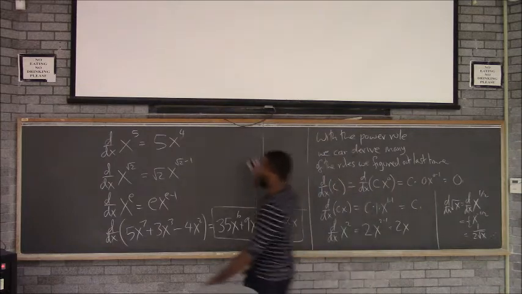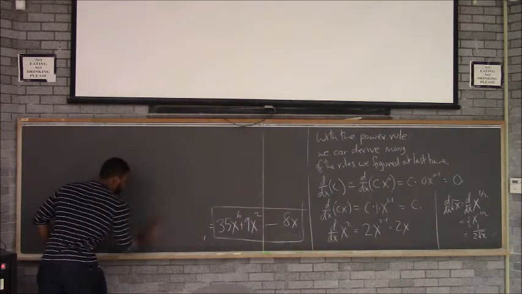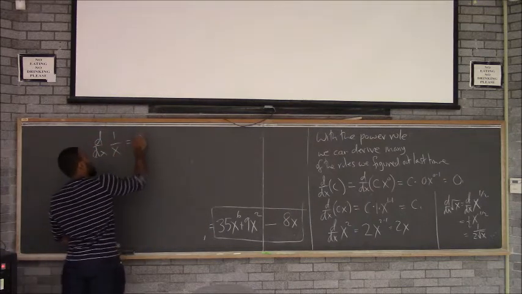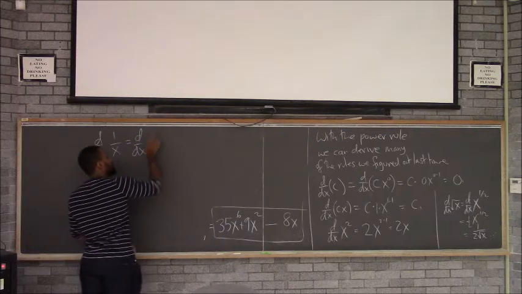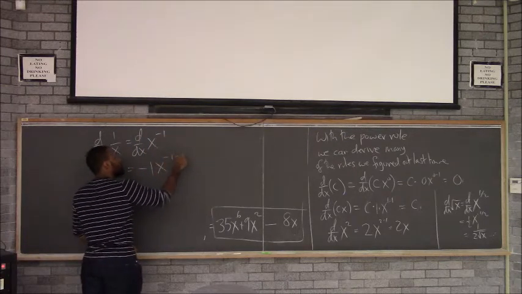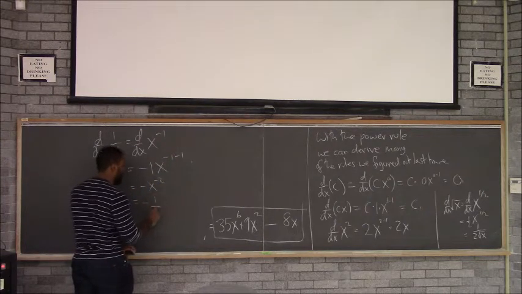We also derived, very painfully, the derivative of 1 over x. Well, I could actually derive that quite easily with the power rule, right? That is x to the minus 1. Bring the negative 1 down, subtract 1 from the power. That's minus x to the minus 2, or minus 1 over x squared.